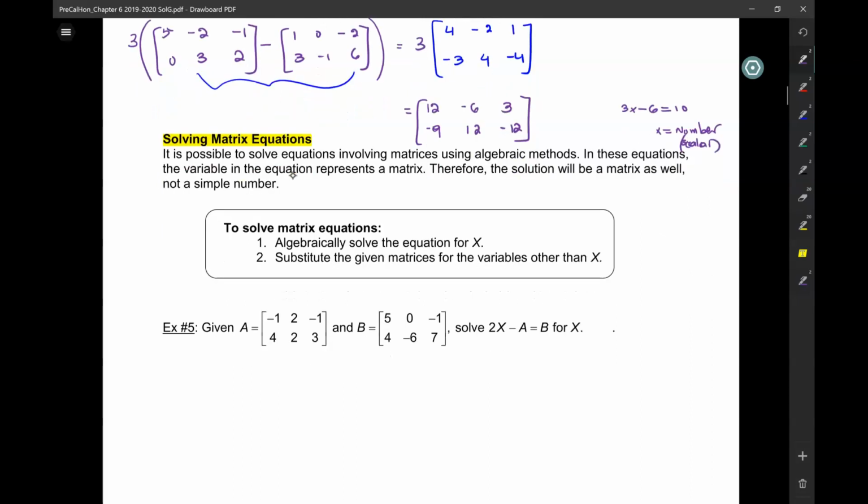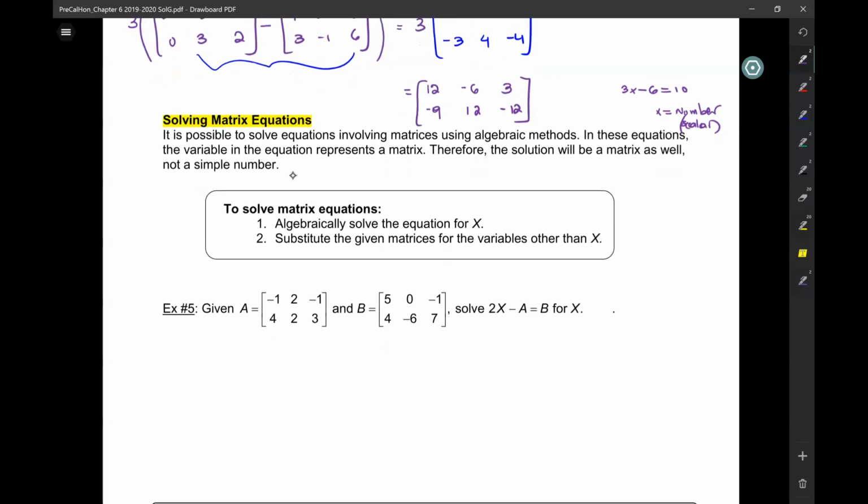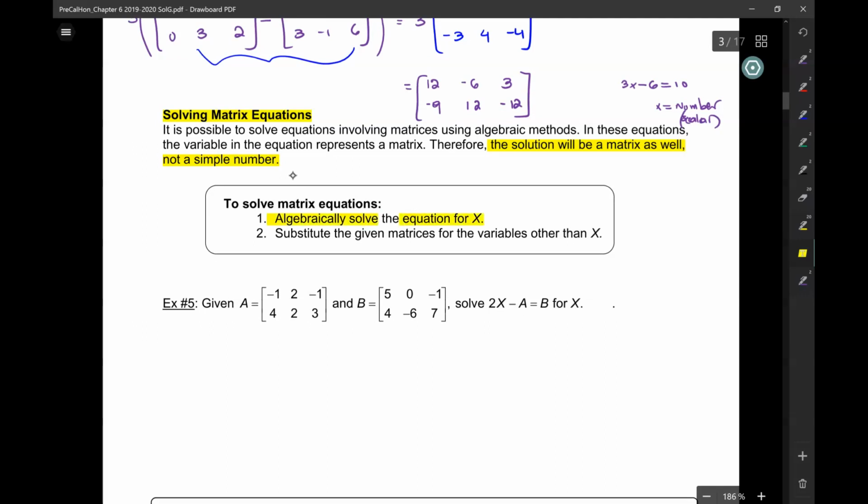But now, if I have a matrix equation and not a real number equation, the key players now are matrices. And when I solve for x, I don't get a number. My x is a matrix. Okay? So in these cases, again, the solution will be a matrix, not a simple scalar. Okay, so how do we solve matrix equations? Well, guess what? You algebraically solve the equation for X. Notice, I have a capital X. That stands for a matrix.